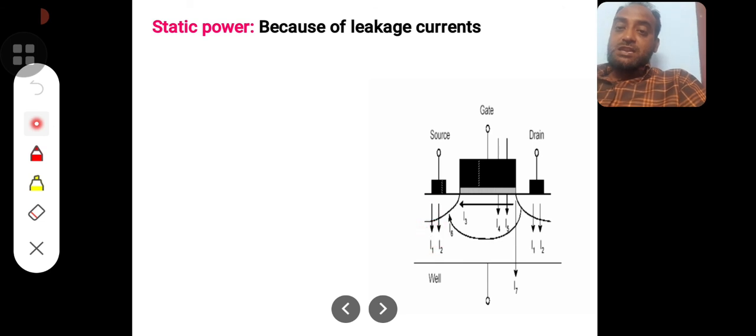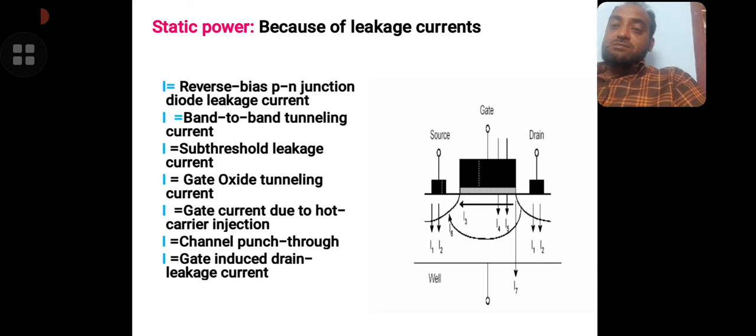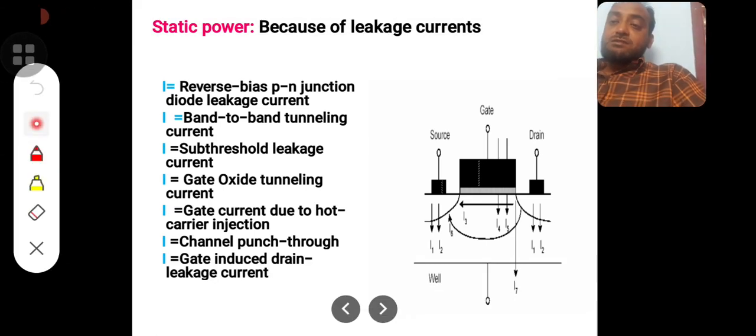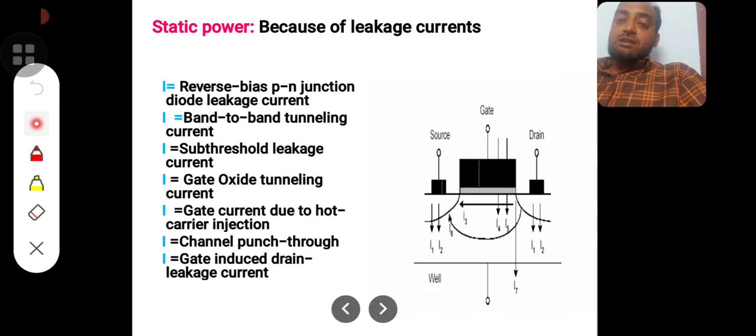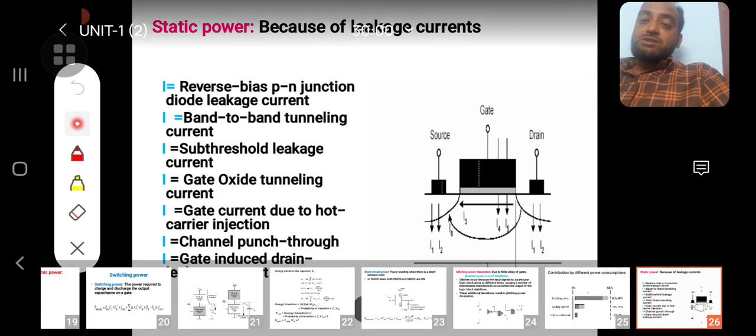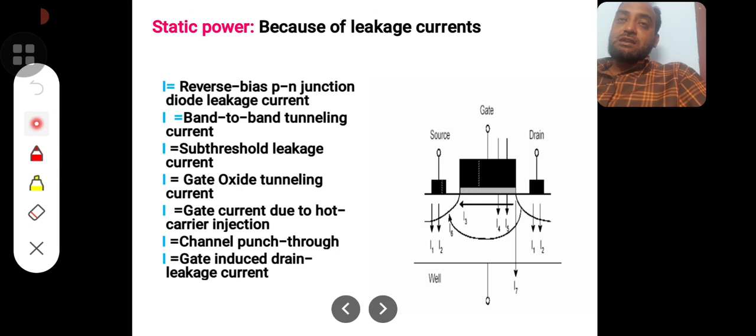These currents are the leakage currents of the reverse bias junctions. I1 is the reverse bias PN junction current, and I2 is the band to band tunneling current, from one band to the other band. I3 is the subthreshold leakage current. This current I3 is happening because of the subthreshold leakage.